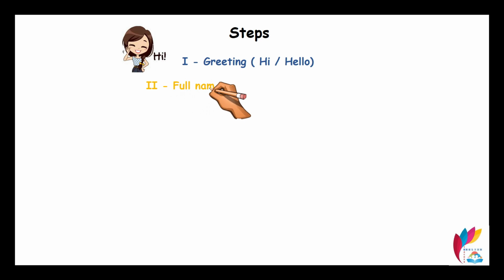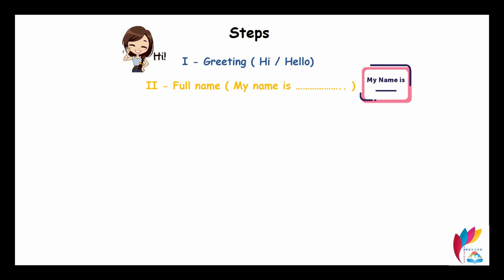First things first, you need to start by greeting, by saying hi or hello. Second, you say your full name. For example, my name is Sarah or Joan. Third, you have to mention your age. For example, I'm 15 years old.